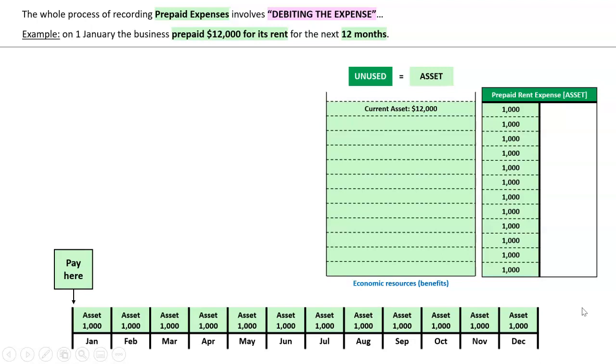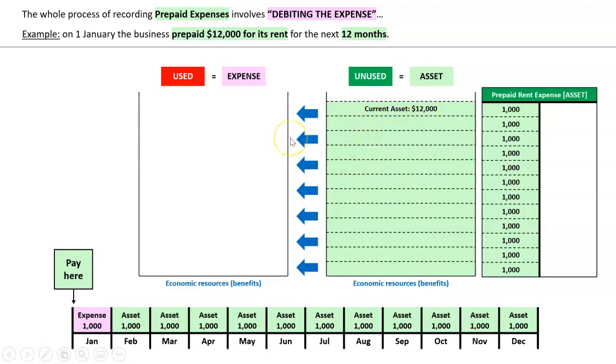And then what's going to happen is over time with a prepaid expense, we're going to incur some of it or use it, consume it, whatever word you want to use. So let's say we use up January's rent. We incur it or use it. It now becomes an expense. And the whole process of prepaid expenses is we need to move some of these unused economic benefits into another pot or another tub called the expense. And that is basically going to be a pot or a tub for the used economic benefits.